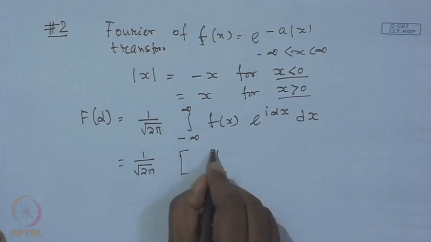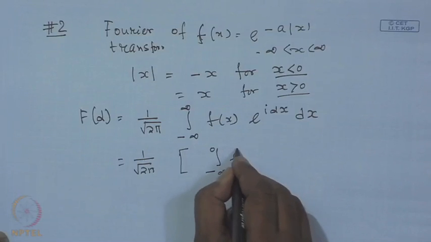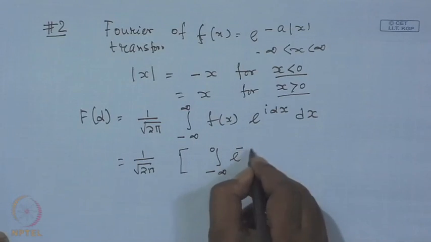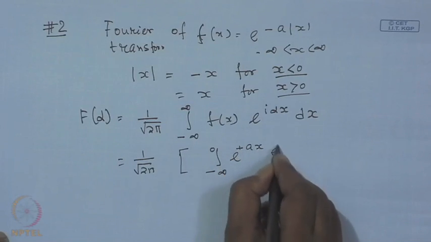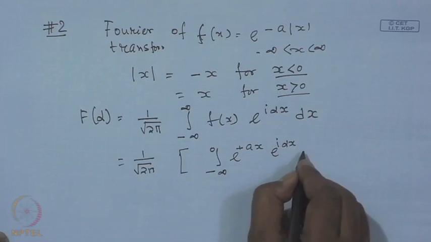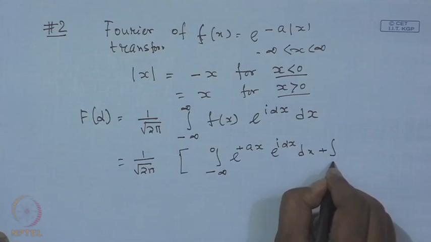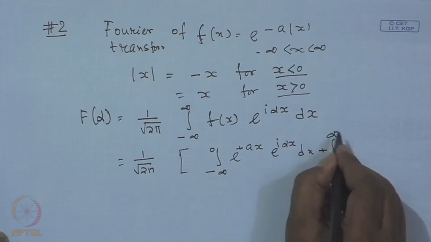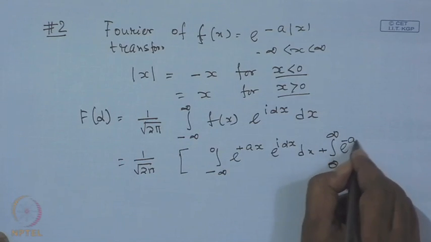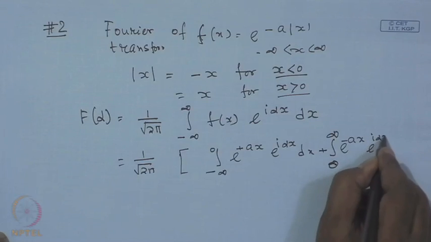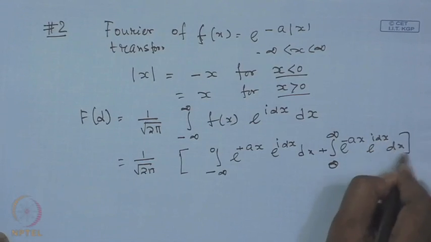So, it will be 1 over root 2 pi, from minus infinity to 0, we will be putting e to the power plus a x, e to the power i alpha x dx, plus from 0 to infinity, e to the power minus a x, e to the power i alpha x dx.